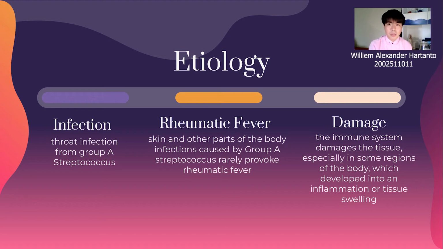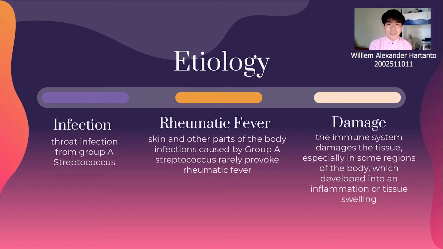Acute rheumatic fever, or usually called ARF for shortening, can develop after bacterial infection that cause a throat infection from group A Streptococcus. This type of bacteria group is very well known to be the cause of strep throat, resulting from the throat infection itself, and in some less frequent situations also causing scarlet fever. However, skin and other parts of the body infection caused by group A Streptococcus rarely provoke rheumatic fever.